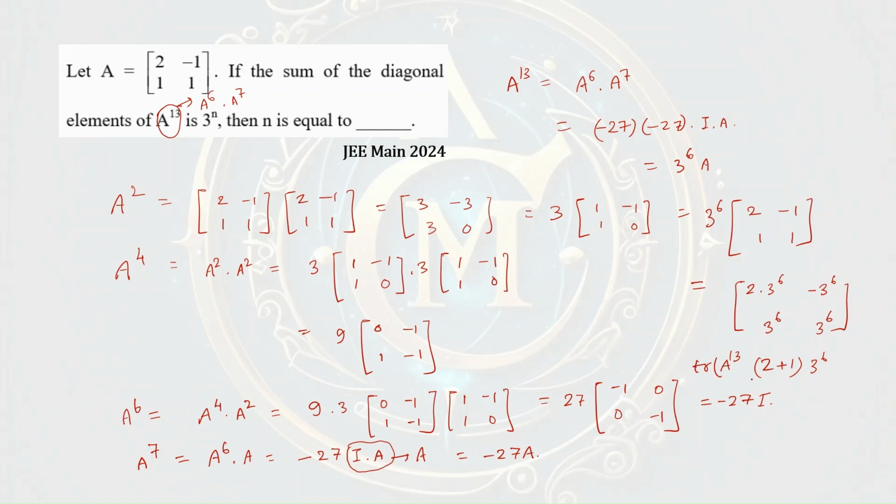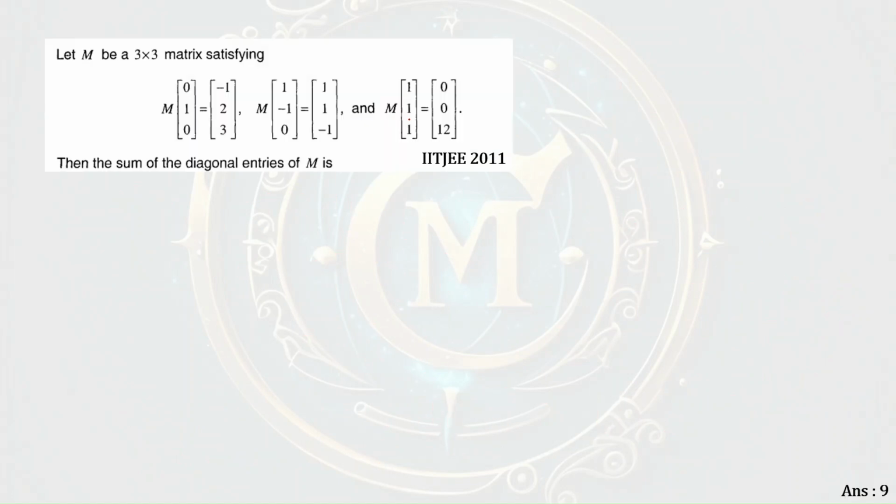So trace of A to the power 13 is equal to this. This becomes 3 to the power 7. So our n is equal to 7. That means 7 will be the correct answer for this question. I hope you understood this question. I have given some more PYQs on this concept. You need to try them yourself.